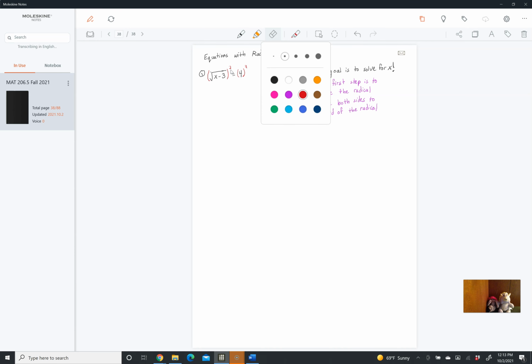This is x minus 3 raised to the 1/2, raised to the second power. If we multiply, we just get itself. So just lots of different ways of saying the same thing. By squaring, the square root disappears. So on this side, we get x minus 3. And on this side, we get 16. Okay, so the next step is to solve the equation for x.